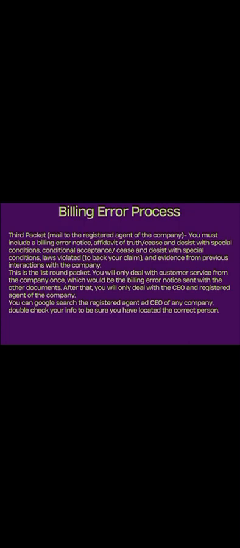You can Google search the registered agent and the CEO of any company, but double check your info to be sure you have located the correct person, because you do not want to waste your time mailing stuff off to the incorrect person and your mail being returned to sender and all of that kind of stuff. This is just a lot of time and energy wasted when you could have just done a simple double check by cross-referencing on different websites to make sure you have the correct information on the registered agent and CEO of the specified company.